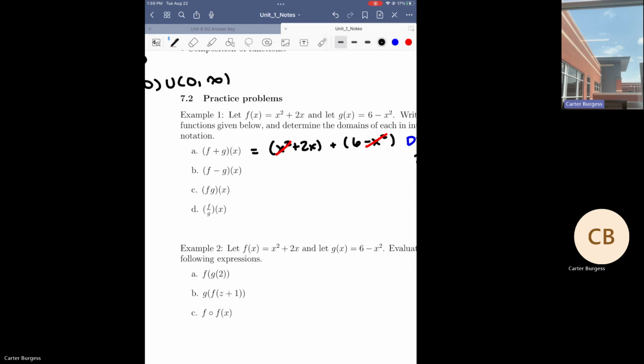Okay, good. Yes. And then, thinking, what are the values of x that make that denominator 0? Those we want to throw out. So you would want to set up an equation. So the domain is going to be 0.